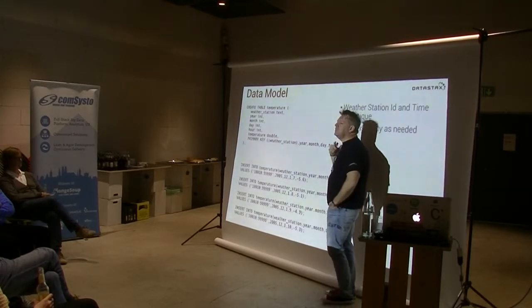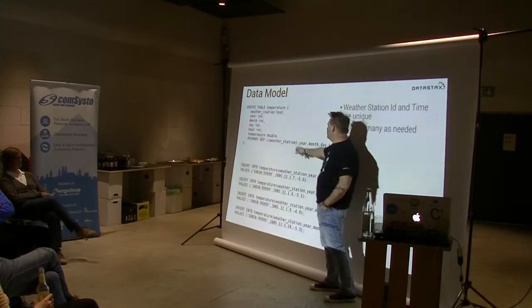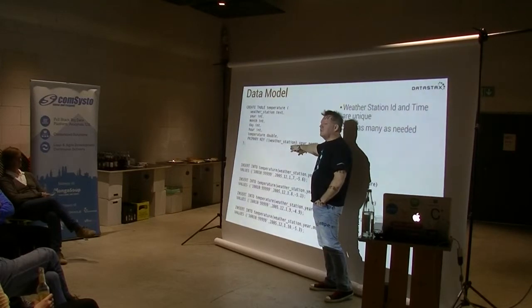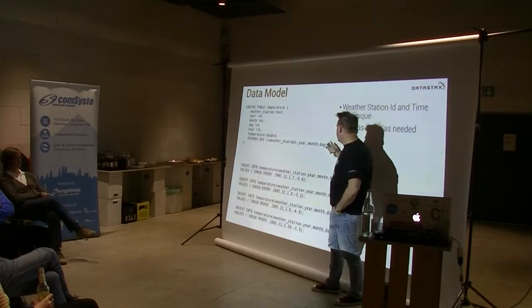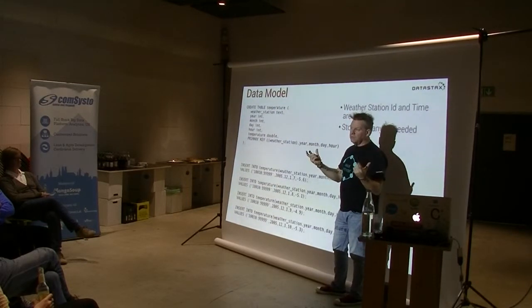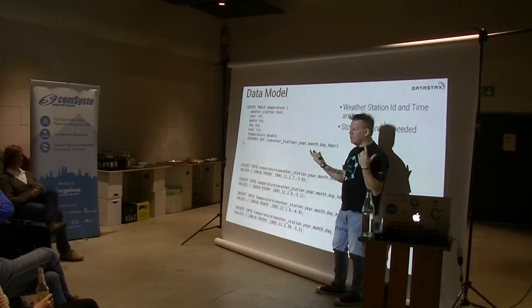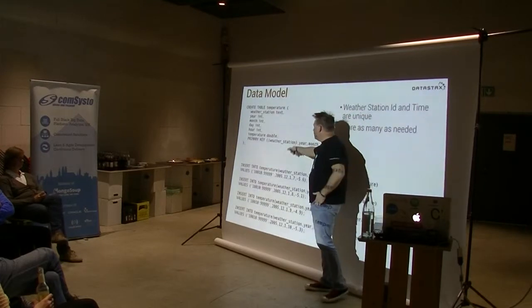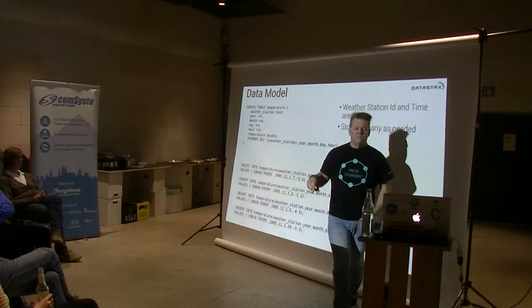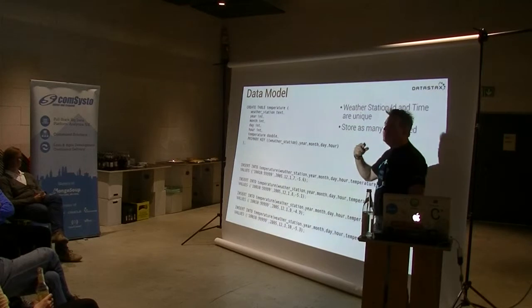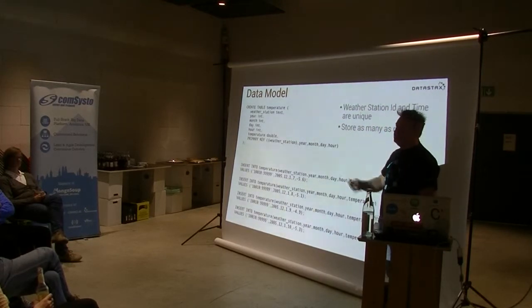My primary key means that everything in here is unique. So the combination of weather station, year, month, day, and hour is a unique data point. That solves one of my problems for my data model. The weather station in brackets here, I will explain why it's in brackets in a minute, but that gives me better data locality.